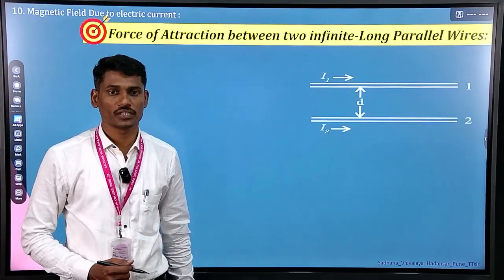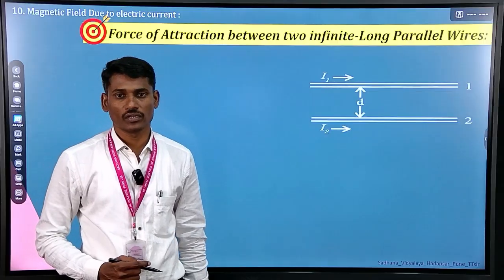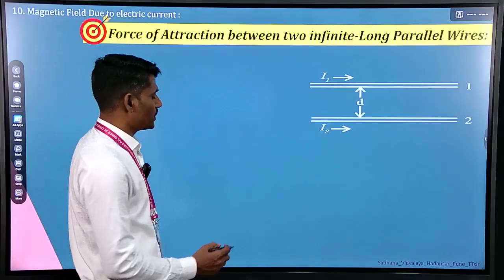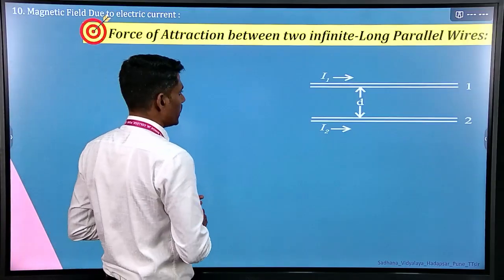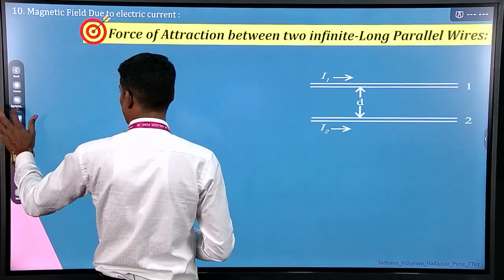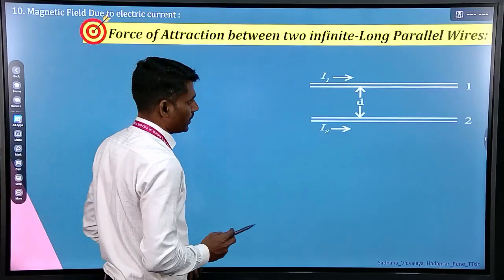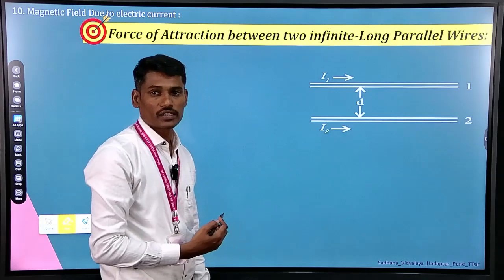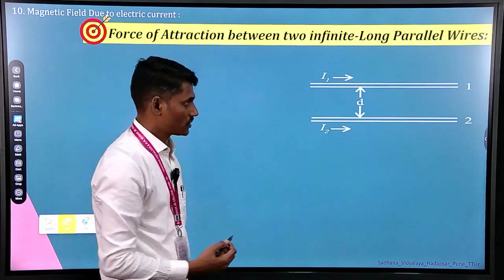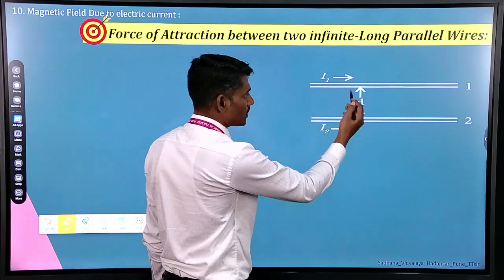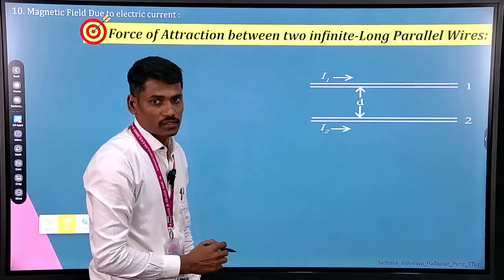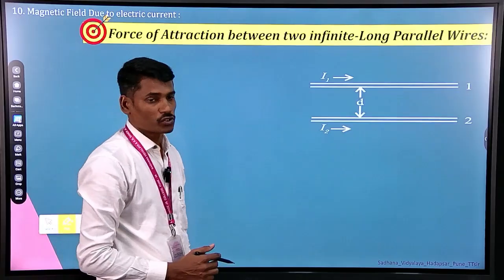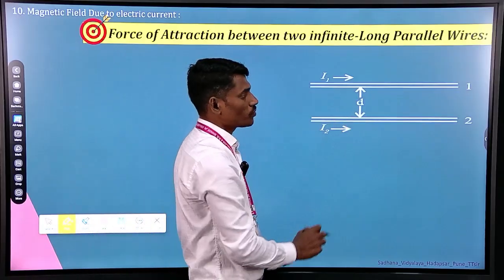नाउ नेक्स्ट पॉइंट इज द फोर्स ऑफ अट्रॅक्शन बिटवीन टू इन्फिनाइट लॉन्ग पॅरलल वायर्स. नाउ हियर वी कन्सिडर दिस 1 and 2 are the two infinite long parallel wires, right. Here first conductor and this is the second conductor, these are the infinite long parallel wires, and here I1 and I2 are the current flowing through this wire. Now according to Biot-Savart law, the magnetic field produced by this first conductor is suppose dB.